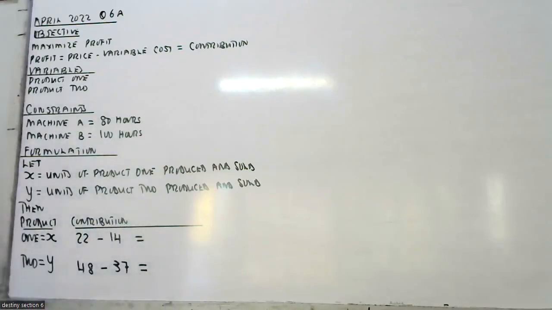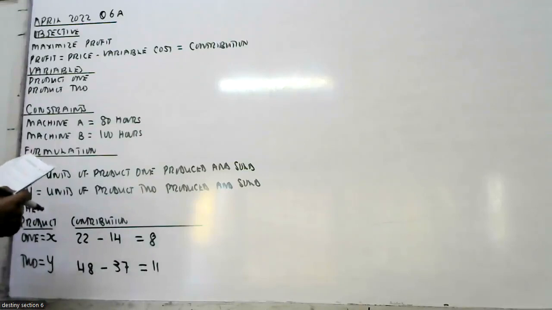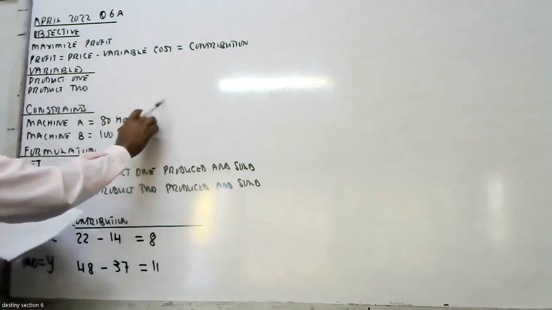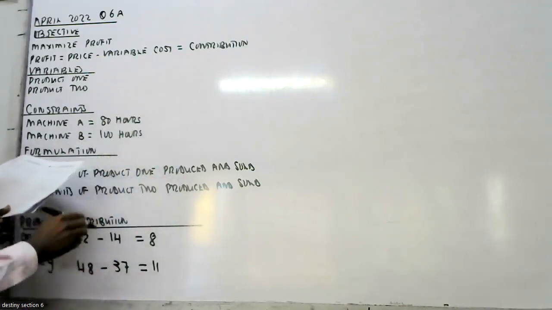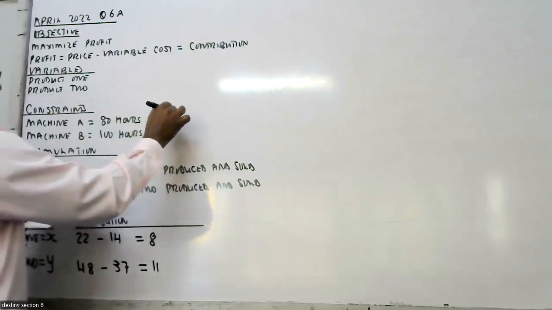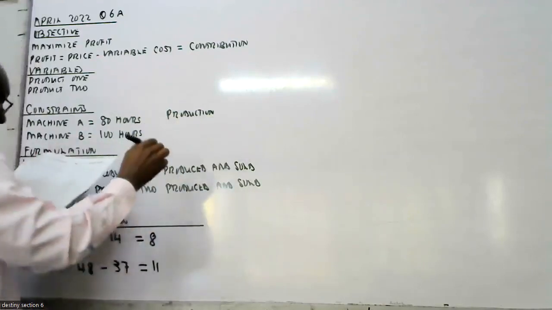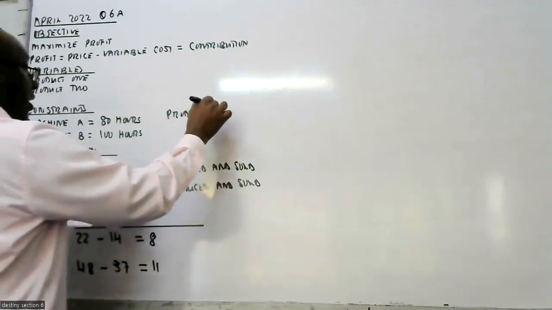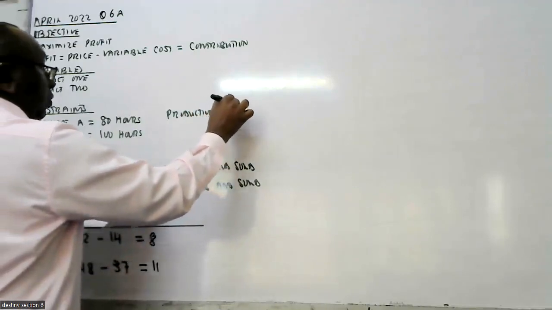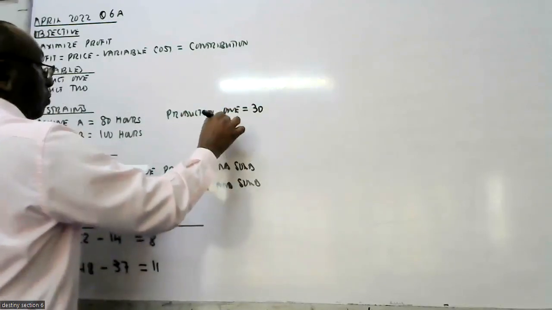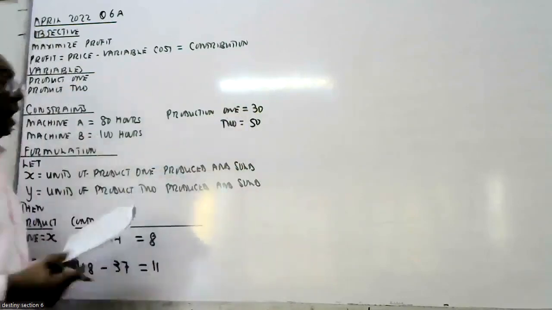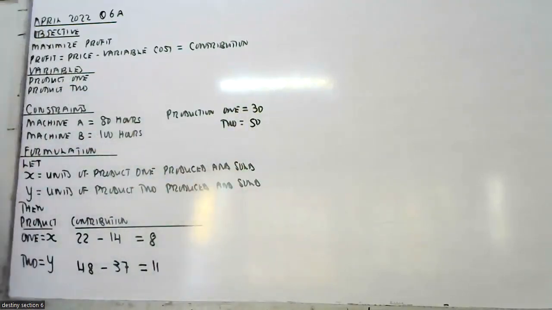So 22 minus 14 is 8. 48 minus 37 is 11. Those are the contribution margins. Okay, and I can see the maximum production and sales. So those are also part of constraints. Let's go back here. Production and sales for product 1 is 30. Product 2, it is 50. Yeah, those are also part of constraints.